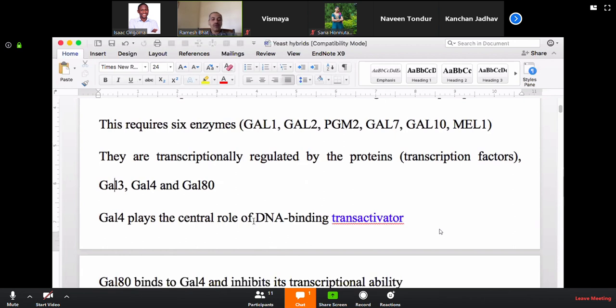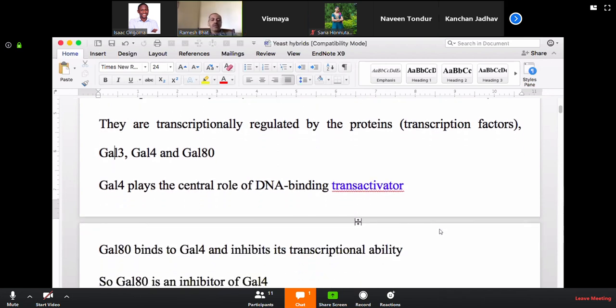So now we shall see the function of these 3 transcription factors. GAL4 plays a central role as a DNA-binding transactivator. Transcription factor is a general term, and if you classify, it can be called either a transactivator or a transrepressor. A transactivator is when the transcription factor binds to the DNA and the transcription is activated. Whereas another type of transcription factor, when it binds to the DNA, the transcription goes down or is repressed. In that case, we call it a repressor.